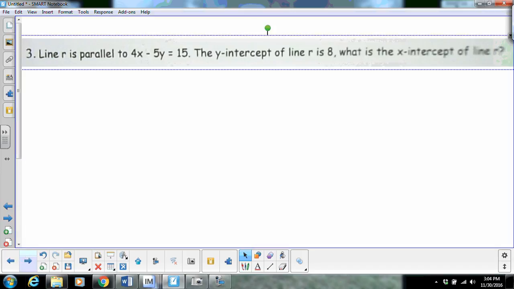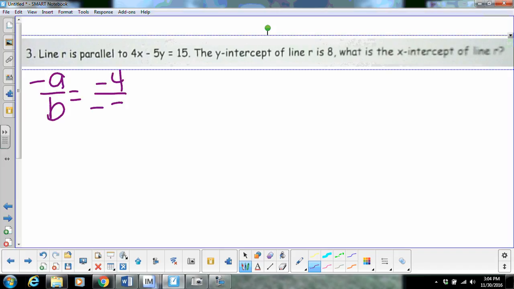Okay, so picking up with the bottom half, number 3, it says line R is parallel to 4x minus 5y. Well, the first thing I'm going to need to do is find my slope. And remember, we do that by negative a over b, or negative 4 over negative 5, which reduces to 4/5. Now, because it says parallel, we're going to leave our slope the same.